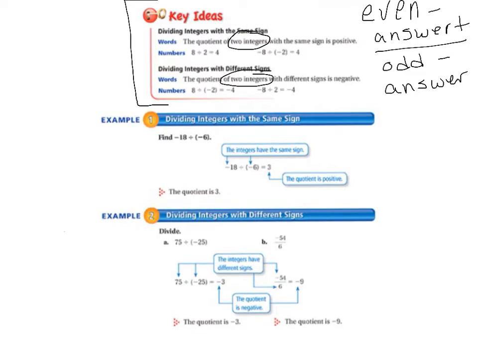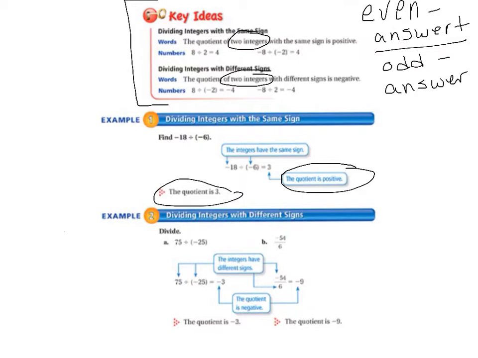So now let's take a look at example 1. We'll be dividing integers with the same sign, and our problem is to find negative 18 divided by negative 6. So we divide as normal. 18 divided by 6 equals 3, and since we have two negative signs, the quotient is positive, so our quotient is 3.